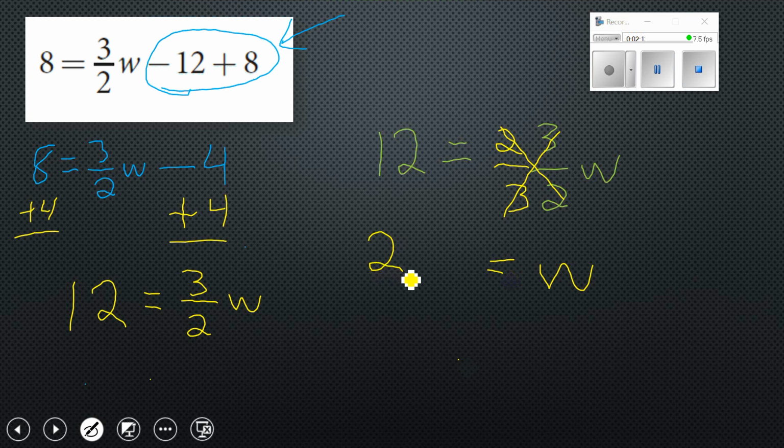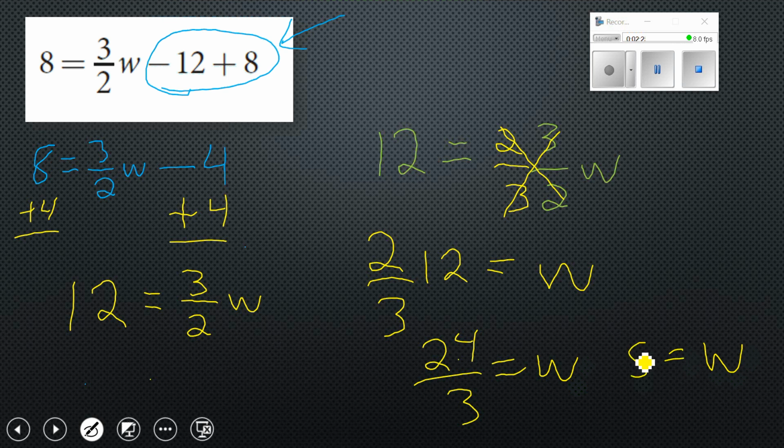So we'll do that over here. So 2/3 times 12, and that's going to be 24 over 3 equals w. And of course, that reduces down to 8. So our final answer will be w equals 8.